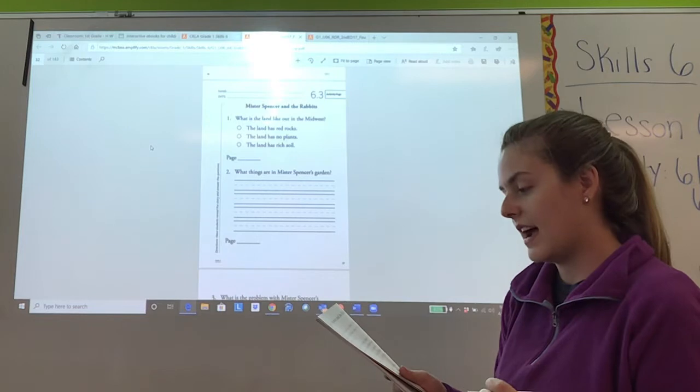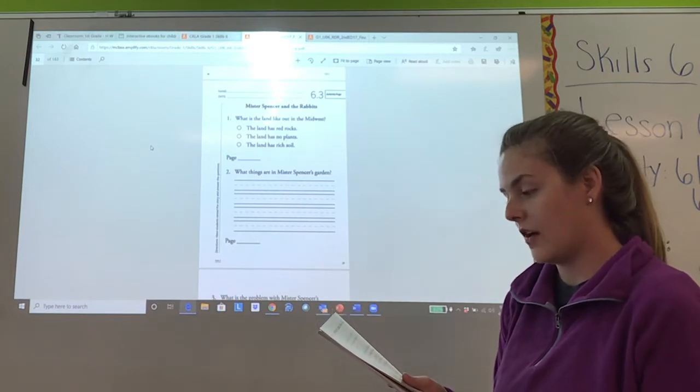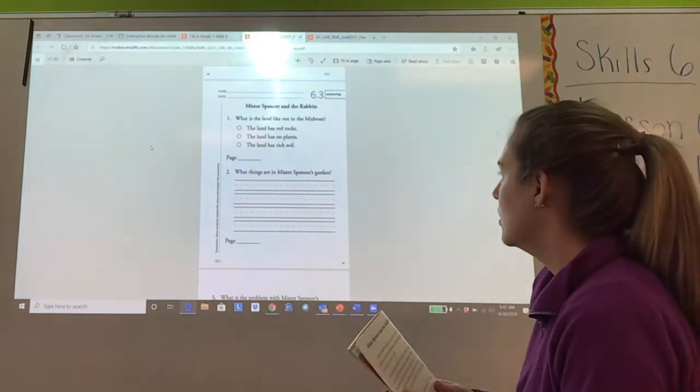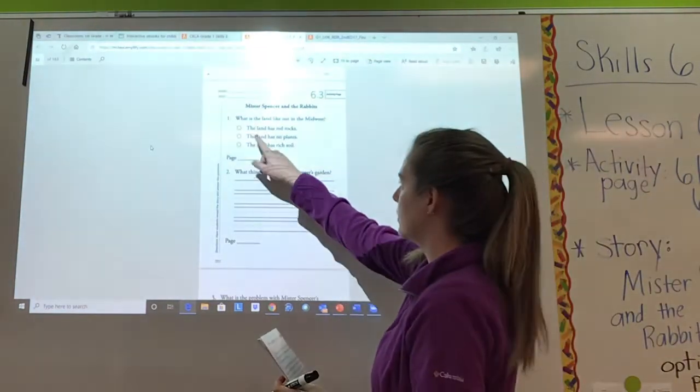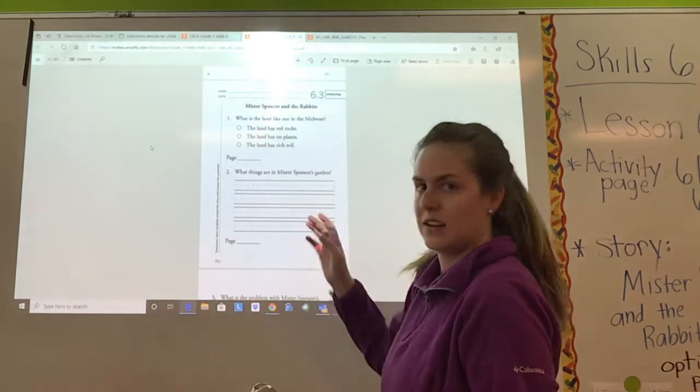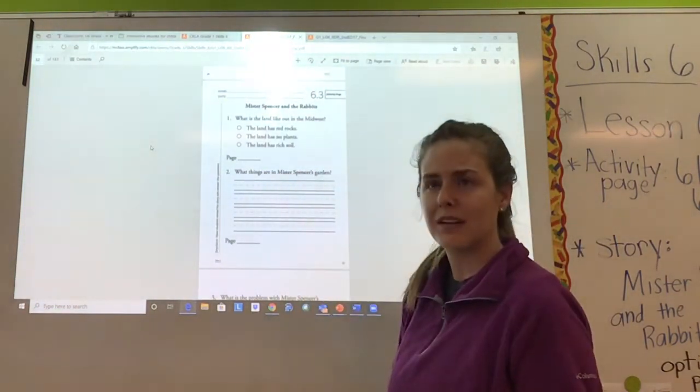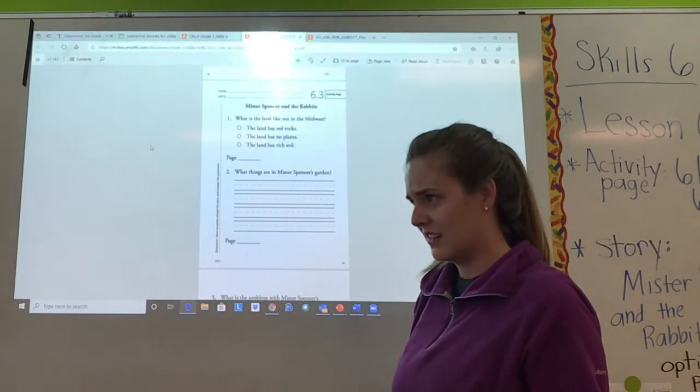Grace Spencer's dad has a farm. Her dad is a farmer out in the Midwest where the land is flat and the soil is rich. So let's find one of those. The land has red rocks. Didn't say anything about that. The land has no plants. That would be sad, and it makes no sense at all.